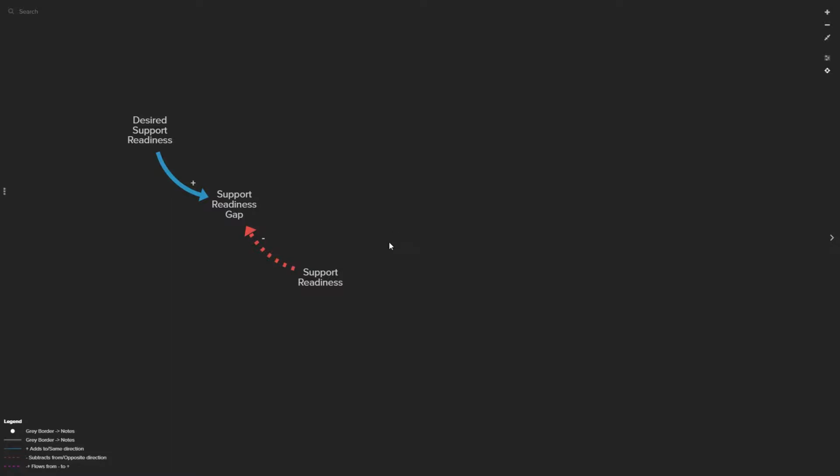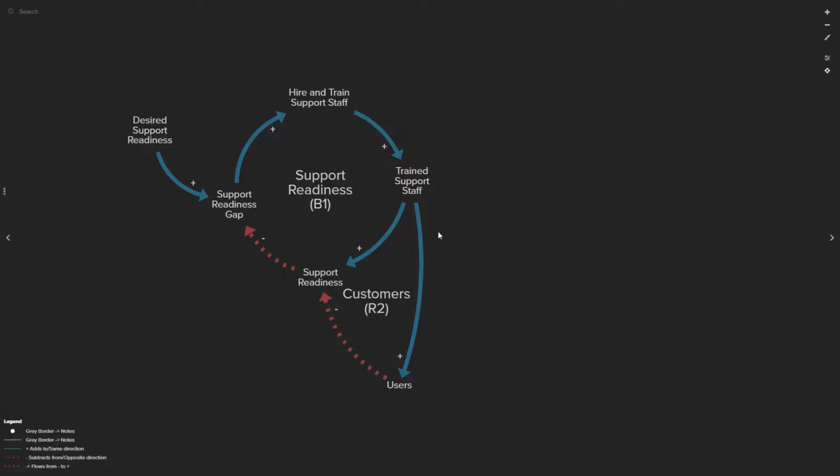So typically in this type of situation, trying to develop support readiness, the organization hires and trains support staff. That adds to the trained support staff, which increases the support readiness, which reduces the support gap. And so this is the way that they actually deal with this situation. Though, because the organization is growing on an ongoing basis, the user base is growing, it has a negative impact on support readiness.